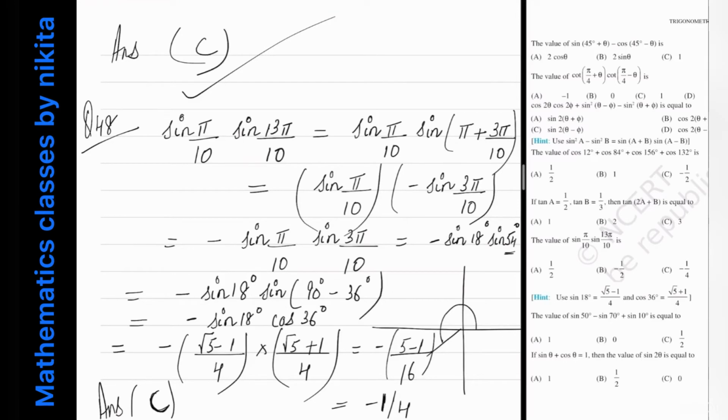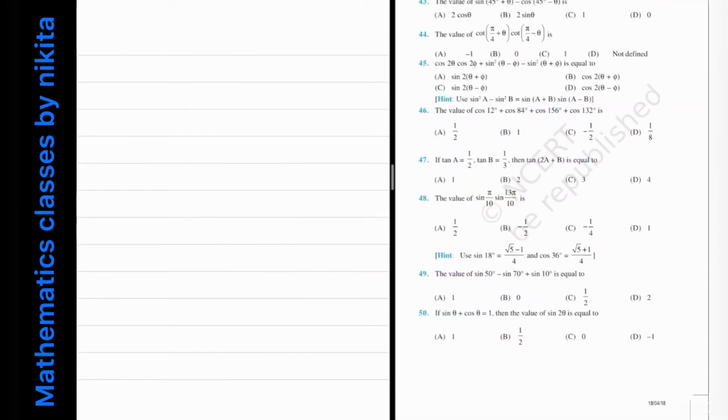Okay, got it? Now let's see question number 49. Question number 49 says the value of sine of 50 degrees minus sine of 70 degrees plus sine of 10 degrees is equal to. The four options given are 1, 0, half or 2. So let's solve this question number 49. So consider sine of 50 degrees minus sine of 70 degrees plus sine of 10 degrees.